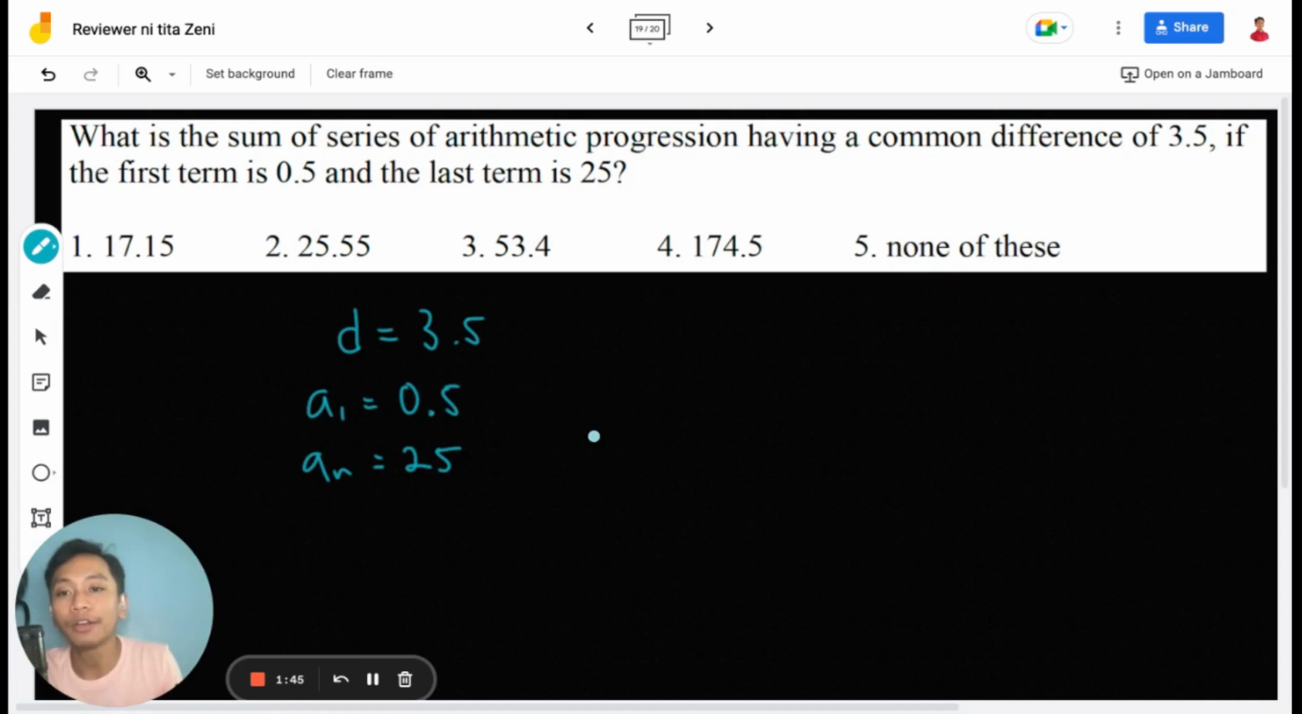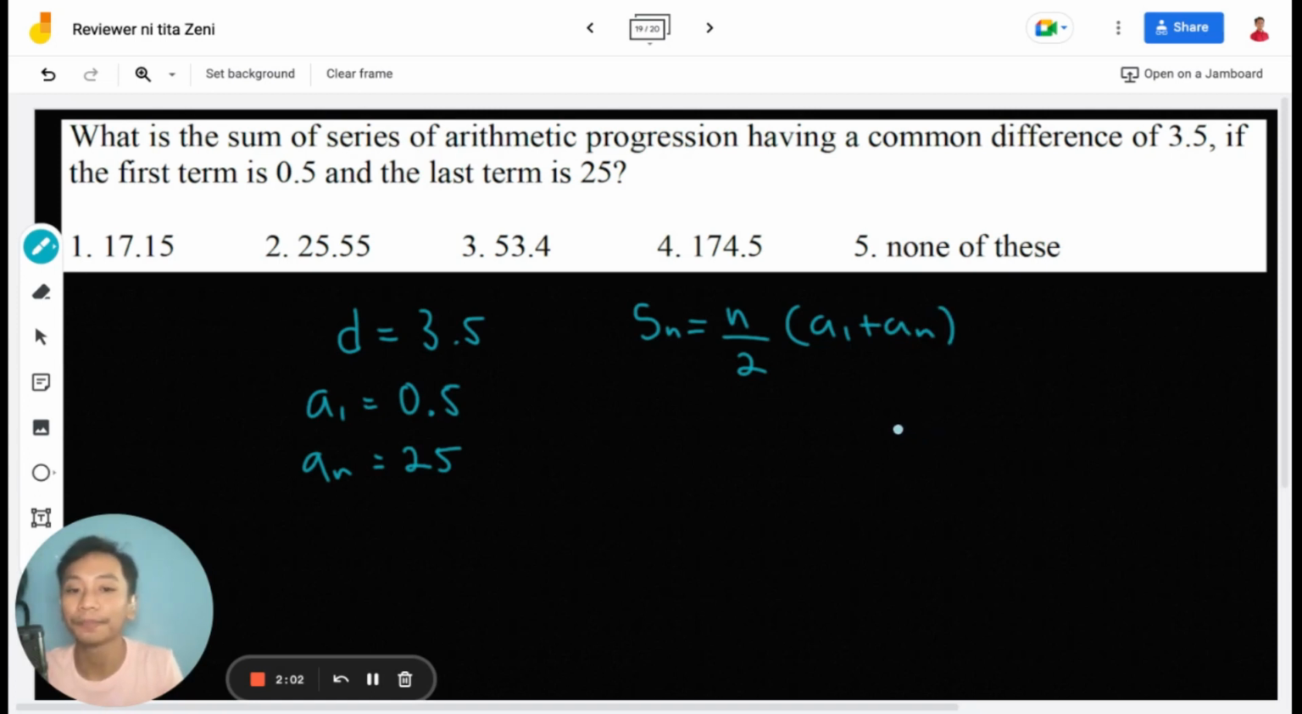So, ano yung sum? Pag in-add mo sila. So, basically, sum of the terms ang hinahanap. S sub n naman ang notation doon. And we have a formula for that. What you need to know is the number of terms. Divide mo lang sa 2. Multiply mo sa sum ng first and last term.